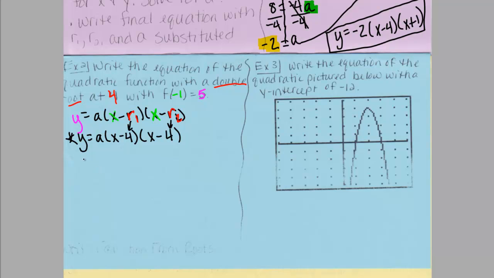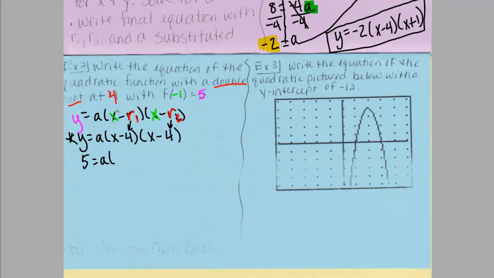Okay, now we need to plug in our X and Y's. So our X, as you can see, is pink. Our Y is pink, and our pink number is 5. So instead of Y, I will put 5. We don't know our A yet. That's what we're solving for.